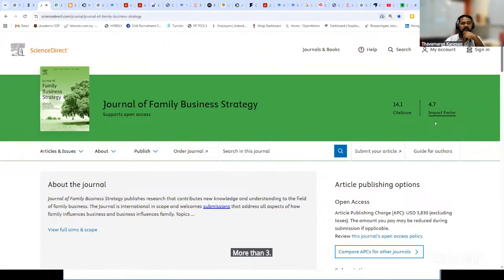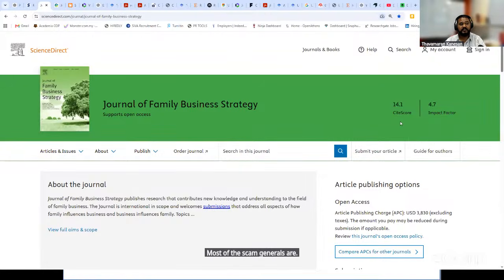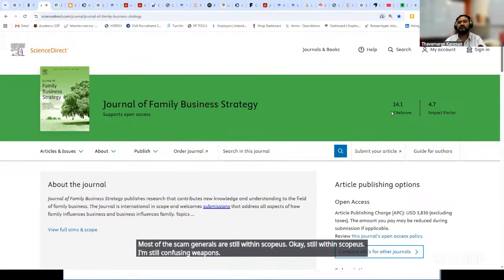But no. The moment Web of Science says impact factor here, there's very low chance of it being a scam. Most of the scam journals are still within Scopus. Web of Science is like an indexing body. They are the ones that carry the quality of journals.